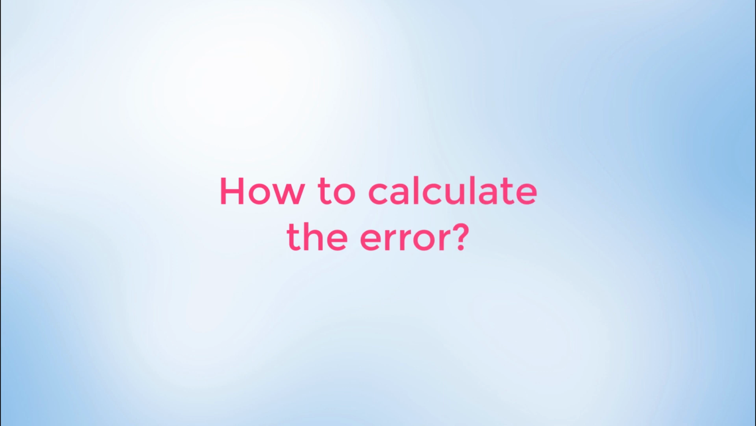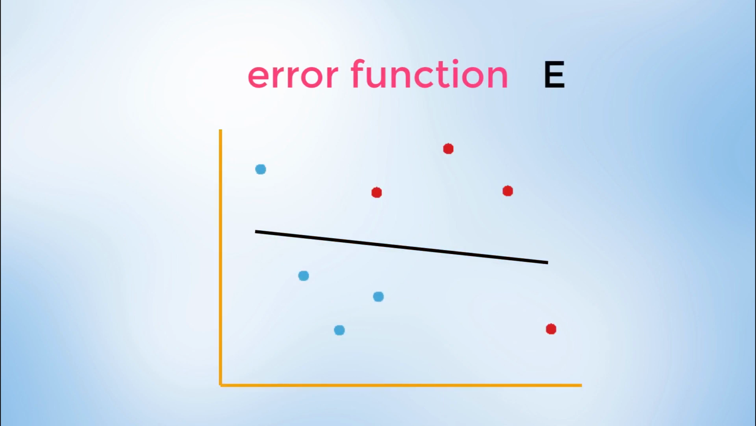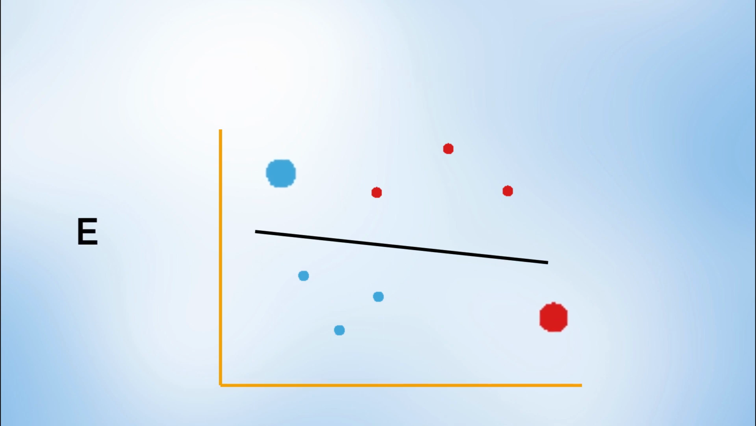Well, we're going to need a continuous error function. We'll call it E. Looking at this diagram, clearly there are two misclassified points. We know the blue points need to be below the line, and the red one above. So what's going to happen is, this error function is going to assign each misclassified point a big penalty. As for the correctly classified points, they're going to receive very small penalties. We'll have it such that the size of the points reflects the size of the penalty assigned to them.